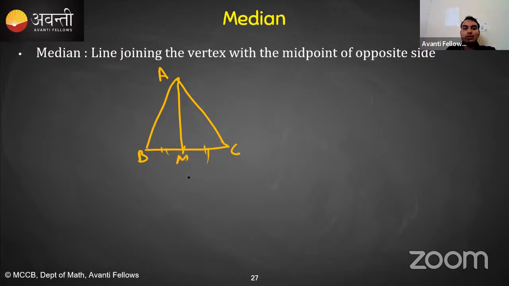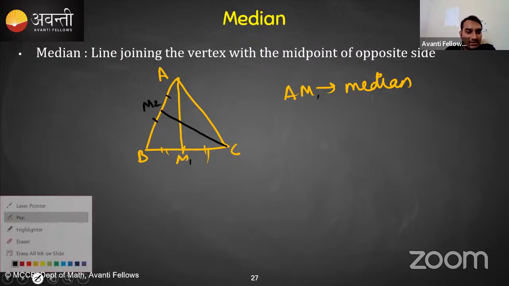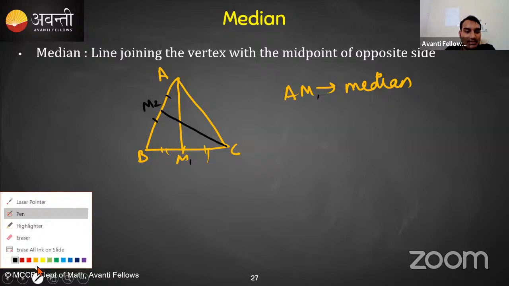So this and this are equal because M is the midpoint of BC. So this AM is nothing but a median. Clear? AM is called a median. Just join the opposite vertex with the midpoint of the side. That's all. So similarly, if I join C with the midpoint of this side, let's say this is M1, this is M2. M2 is also the midpoint of AB. Clear? So CM2 is also a median, for side AB.